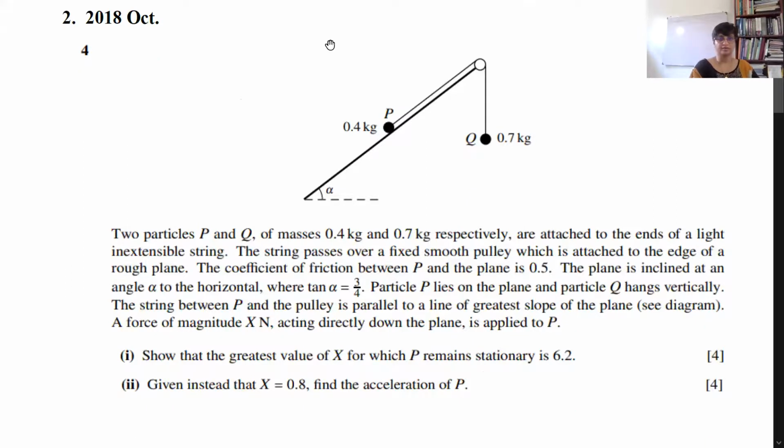Okay, then what do we have? Particle P lies on a plane and particle Q hangs vertically. We know that the string between P and the pulley is parallel to the line of greatest slope of the plane. We can see that a force of magnitude X acting directly down the plane is applied to P. Shall we mark it in our diagram? Okay. I added that to my diagram like that.